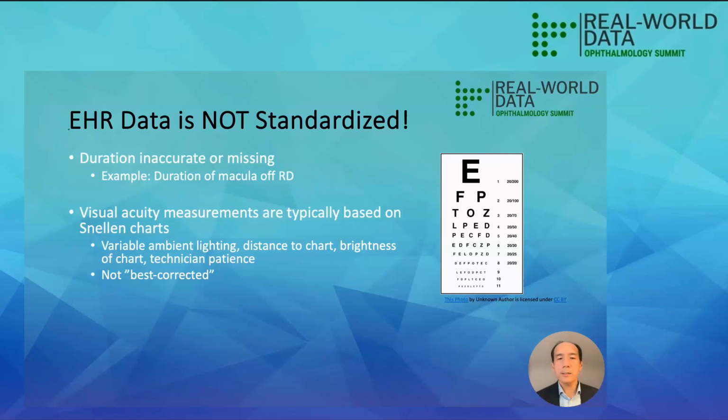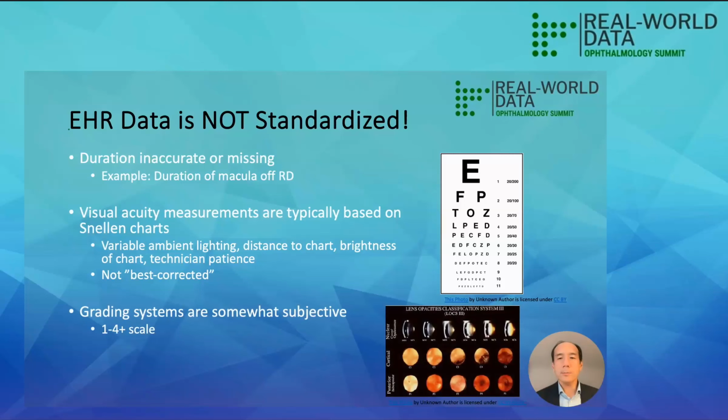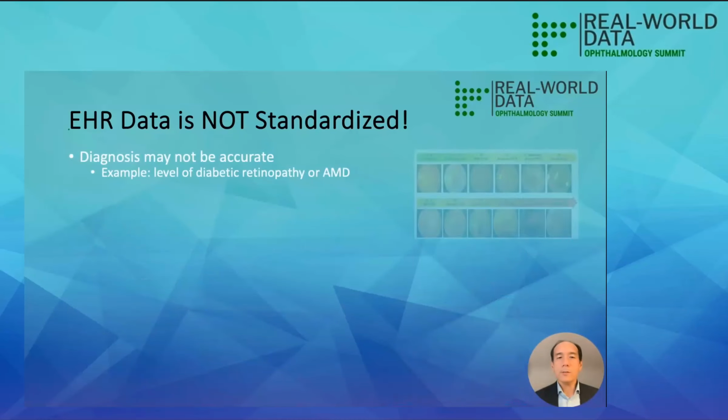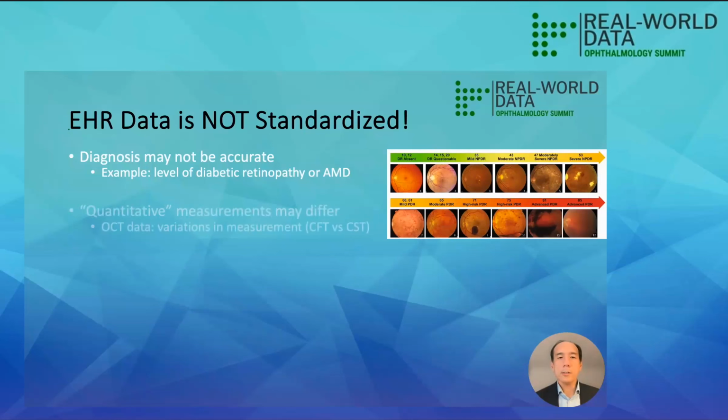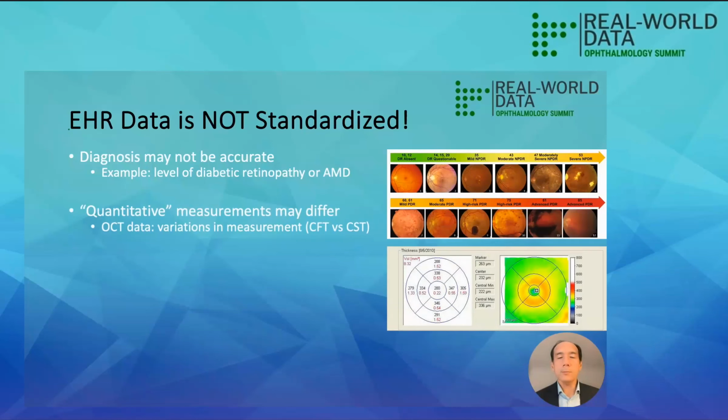The next issue is our grading systems. Say we want to do a study dealing with the severity of cataracts or uveitis. Our 1 to 4 plus grading scale is highly subjective as most don't strictly follow any standardized systems. Accuracy of the data is another concern. There is some subjectivity in clinician grading of certain diagnoses such as mild, moderate, or severe NPDR or early, intermediate, and advanced AMD, unlike in clinical trials which use a reading center to more objectively grade disease severity based on standardized images. Speaking of accuracy, so-called quantitative measurements may even be problematic.